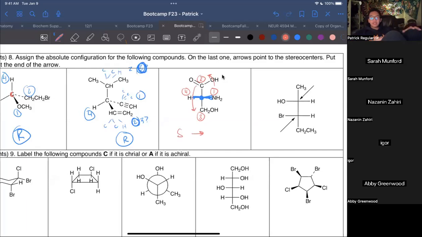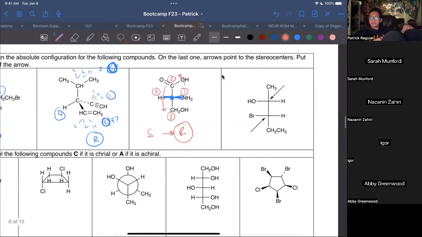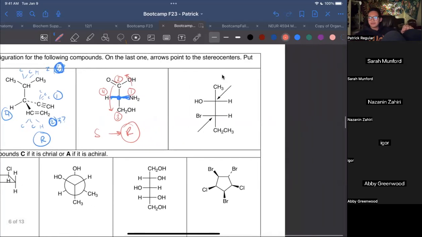But because H is on a wedge, you're going to have to reverse it. It would be R. Okay, this one, take a look again. Let's do the top one first. For the top one, this is 1, direct connectivity. This is 4, direct connectivity.